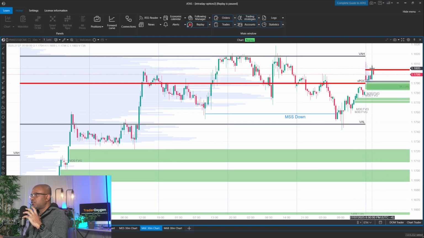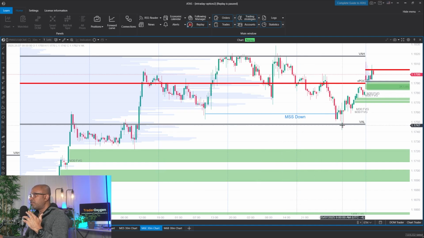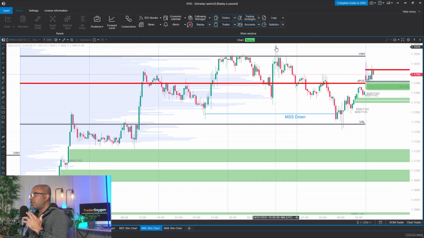So for us to check that and to use volume profile tools, we will now draw the fixed range volume profile from this point to this point down over here into this smaller downtrend area. So you could click the market profile tool from here and draw it from this swing point to this swing point down.